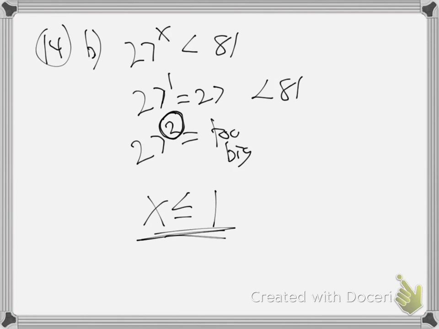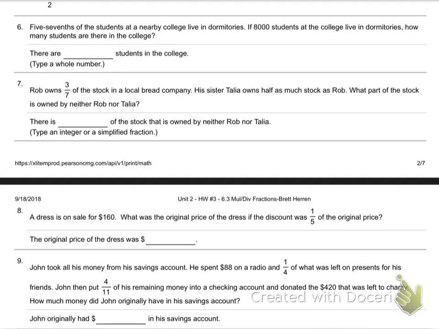All right, 10 minutes for the word problem. So it says 5/7 of the students at the college live in the dormitory, which is 8,000. Let me write that out real clear for you. So number 6.